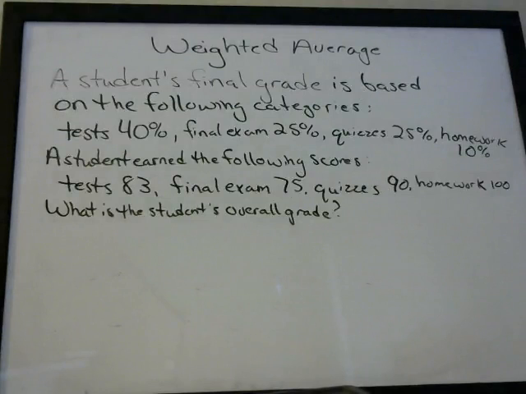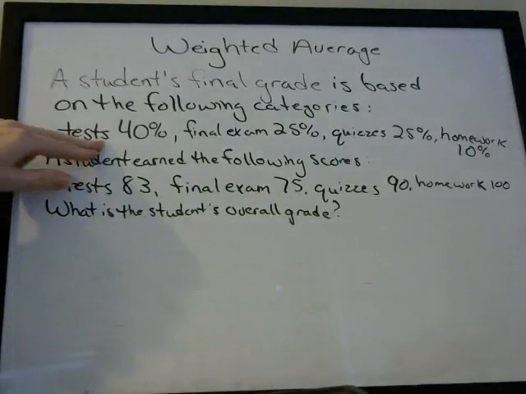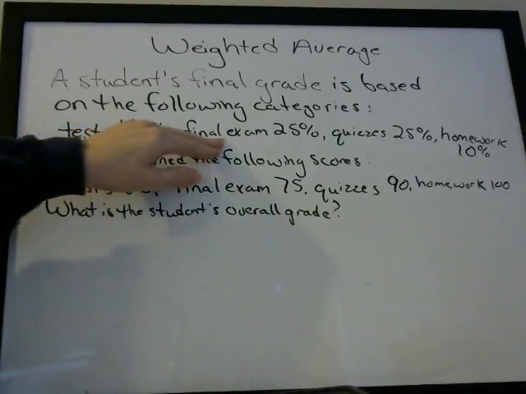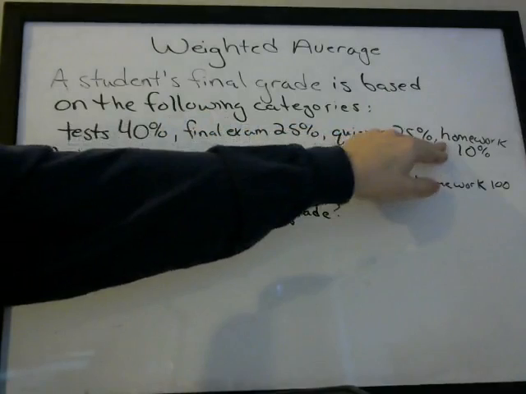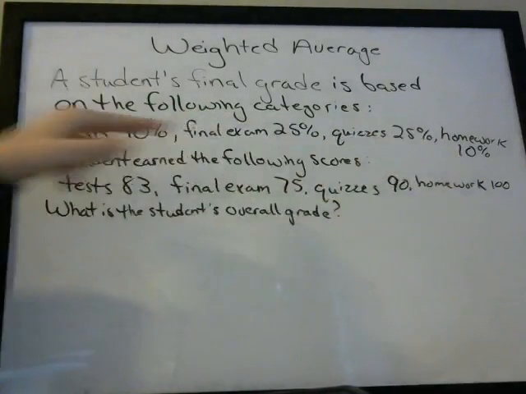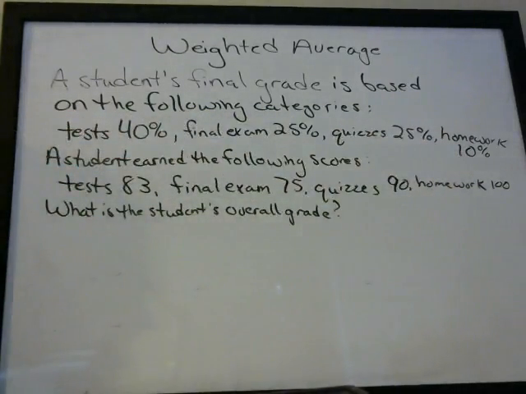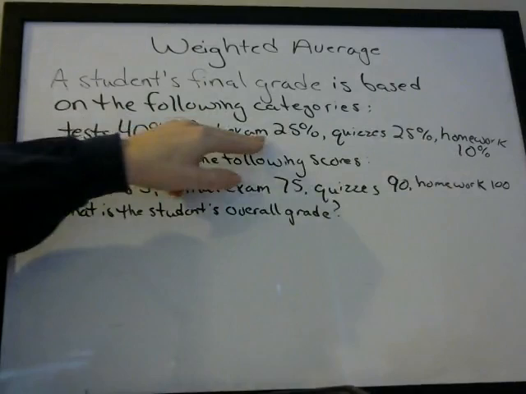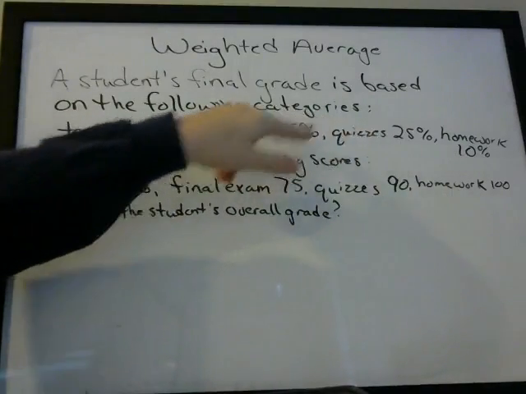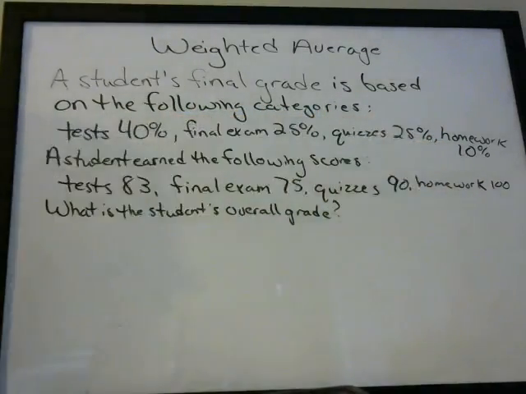So here we have a student's final grade is based on the following categories. So tests are worth 40%, final exam 25%, quizzes 25%, and homework is 10%. So for all the grades you get throughout the semester, your tests are weighted the most, so those are the most important. Your final exam and your quizzes are equally weighted, and your homework has the least weight on your final score.